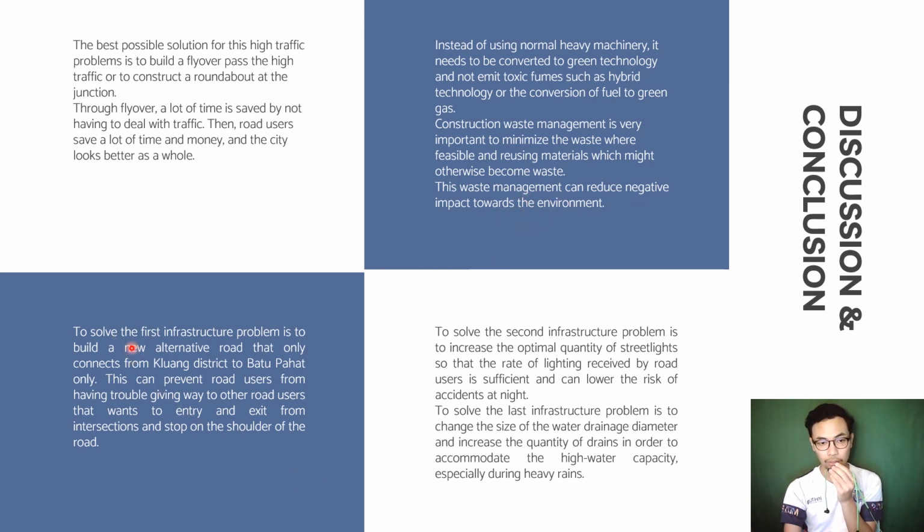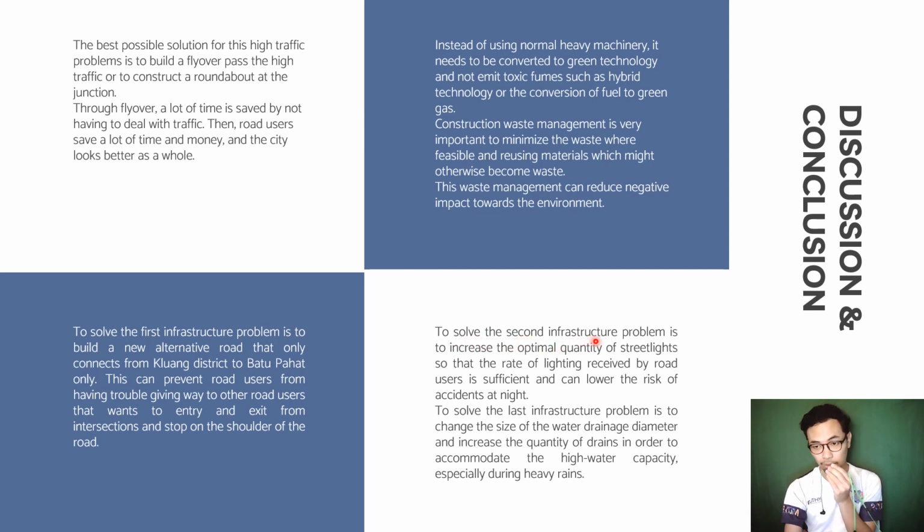Okay, to solve the first infrastructure problem is to build a new alternative road that only connects from Kluang district to Batu Pahat. This can prevent road users from having trouble giving way to other road users that want to enter and exit from the intersection and stop on the shoulder of the road.